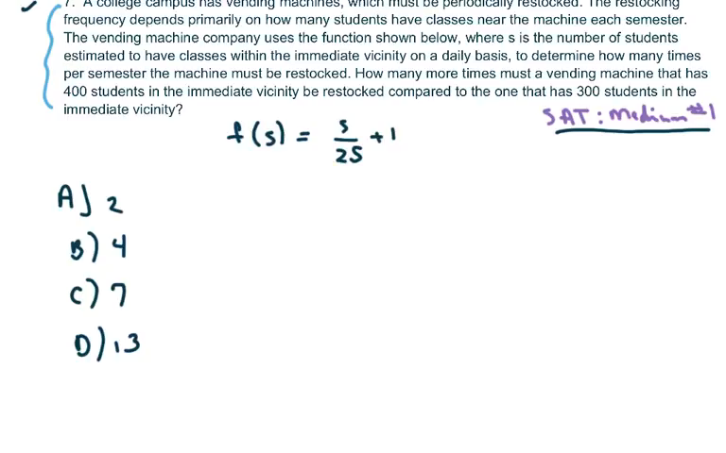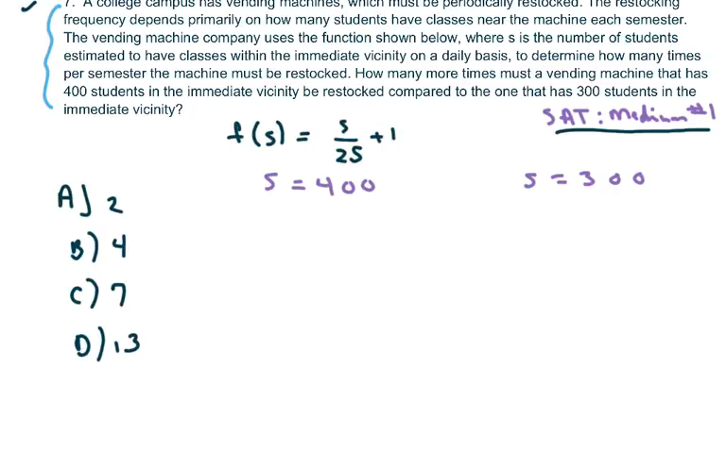So basically, some word problems can be fairly straightforward, but you must be careful to check that you answer the right question. Here it's how many more times the vending machine with 400 nearby students must be restocked than a vending machine with 300 nearby students. That's basically what they're asking. So basically we have S equals 400, and we also have S equals 300. So we're just plugging that in.